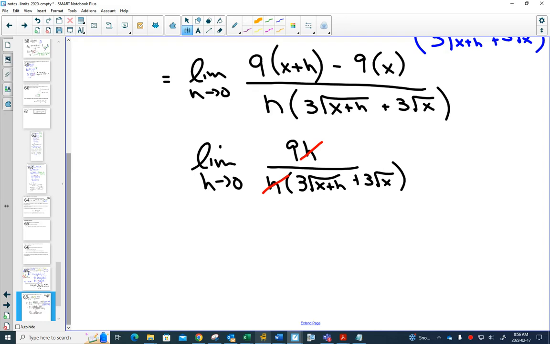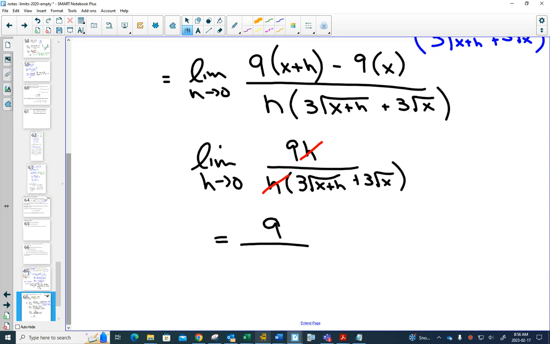And this is the most satisfying part of this question. When you get to that point where you can cancel that h out, and you now know that you can apply the limit, because I can now plug in 0 without any consequences. Well, I don't even have to write limit anymore. I can just go equals. Because I apply the limit, I'm going to get a 9 on the top.